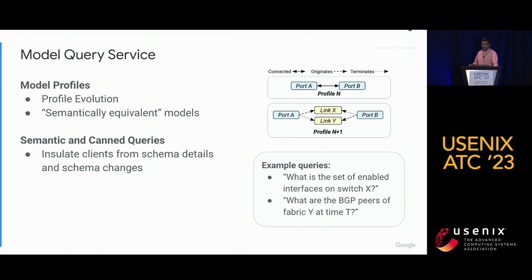To make life easier for model clients, we built a model query service, which is the recommended read API for models. So for example, a client may ask, what is the set of enabled interfaces on switch X? Or what are the BGP peers of fabric Y at time T? These semantic and canned queries provide a stable API to clients. This serves multiple purposes. They allowed profiles to evolve, all while insulating the clients from needing to care about how things are represented or how that changes.